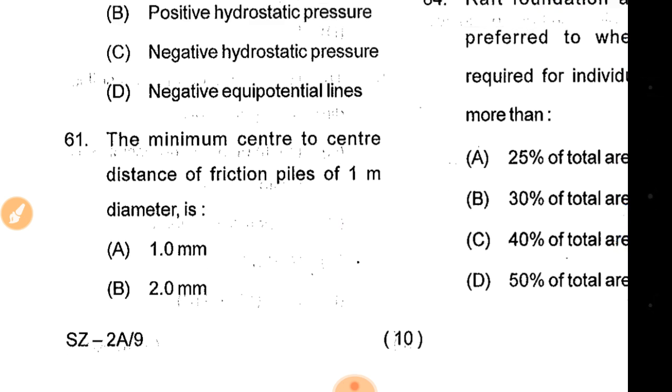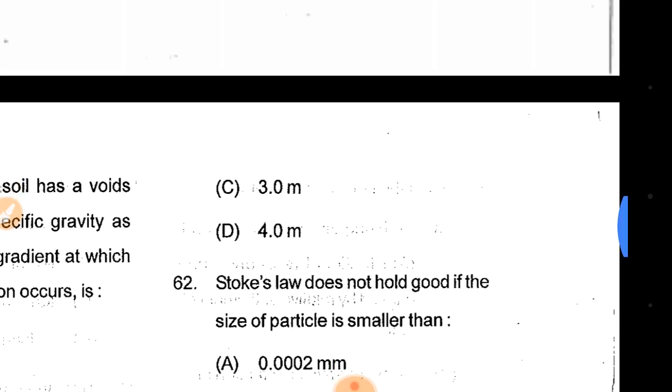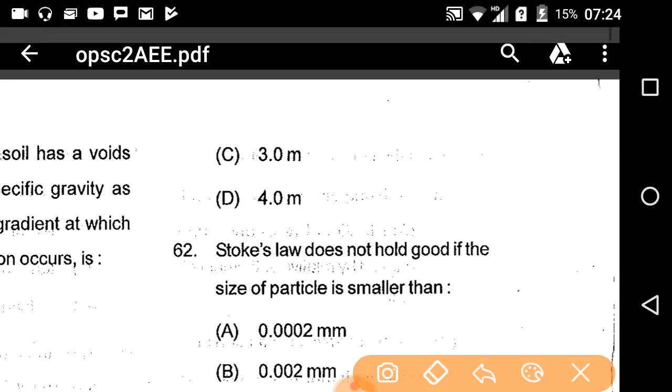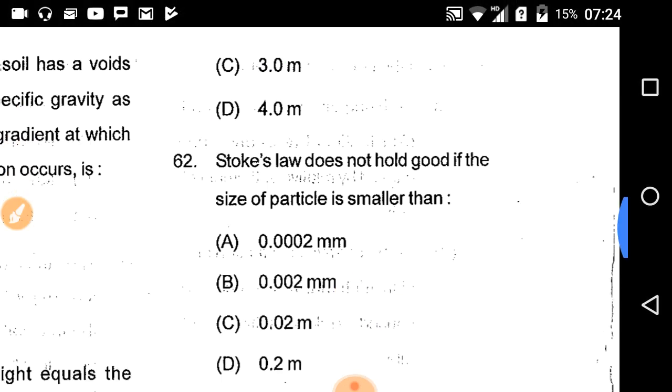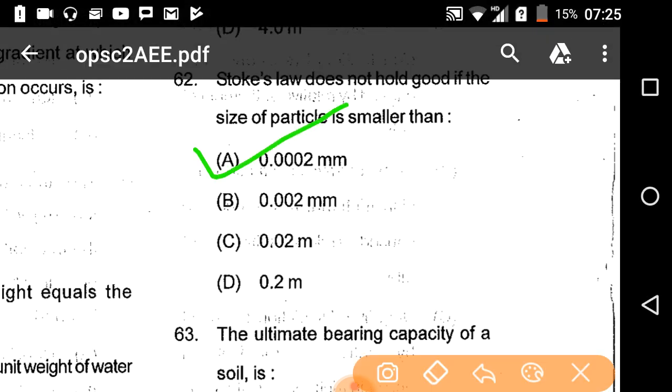The minimum center to center distance of friction piles of 1 meter diameter is 1 meter, 2 meter, 3 meter and 4 meter. So option C will be the correct answer, that is 3 meter. Stokes law does not hold good if the size of a particle is smaller than 0.0002 mm, 0.002 mm, 0.02 mm, 0.2 mm. Option A will be the correct answer.